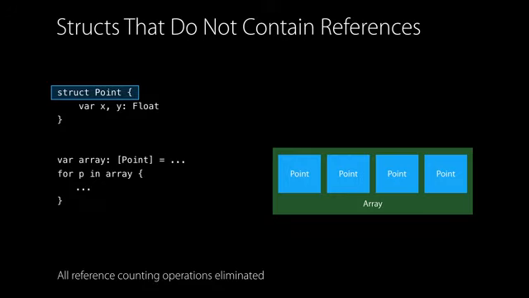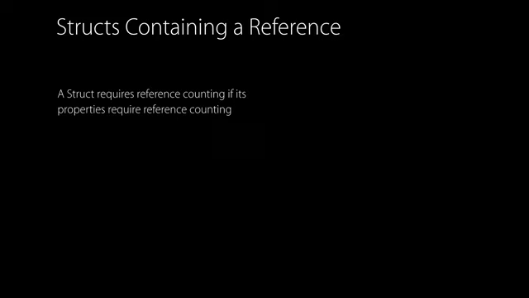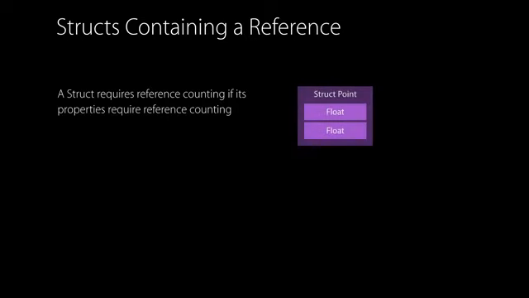Let's now consider a slightly more elaborate example of this by considering a struct with a reference inside of it. While a struct itself does not inherently require reference counting modifications on assignment like I mentioned before, it does require such modifications if the struct contains a reference. This is because assigning a struct is equivalent to assigning each one of its properties independently of each other. So consider the struct Point that we saw previously. It is copied efficiently. There is no reference counting needed when we assign it.